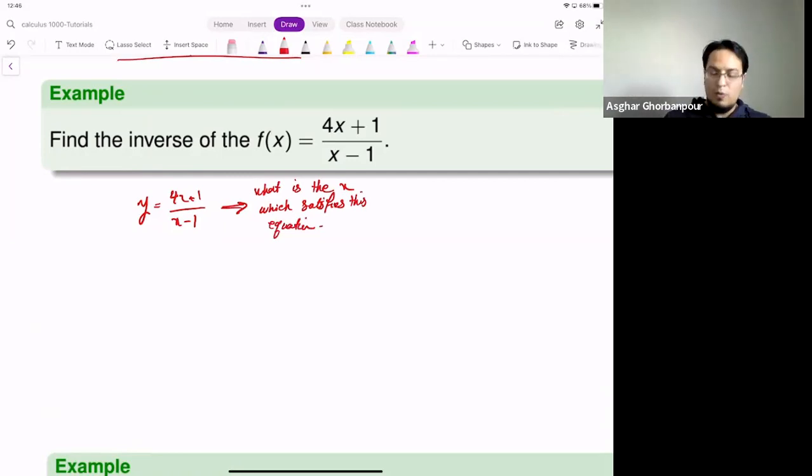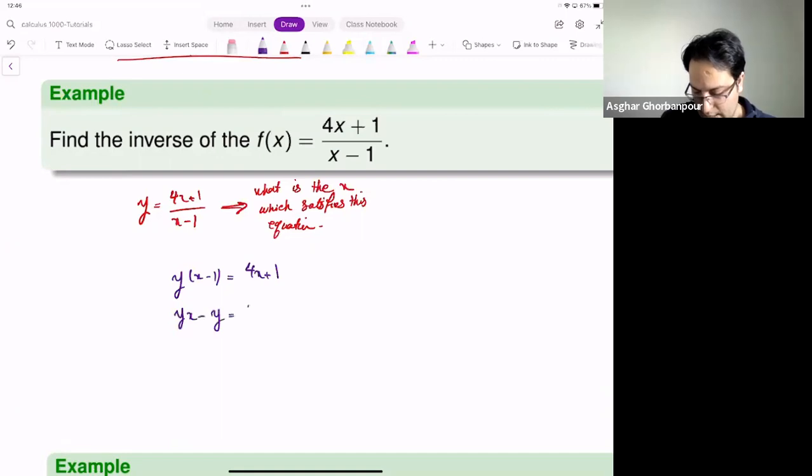Okay, so what we do, we try to solve it for x. y is fixed. We try to solve it for x. I multiply both sides by x minus 1. I get this, and then I expand. I get this. Remember, I'm interested in finding the input, meaning that I'm interested in finding x. So I'm trying to solve it for x. Bring all the x's to one side, and then factor out the x.